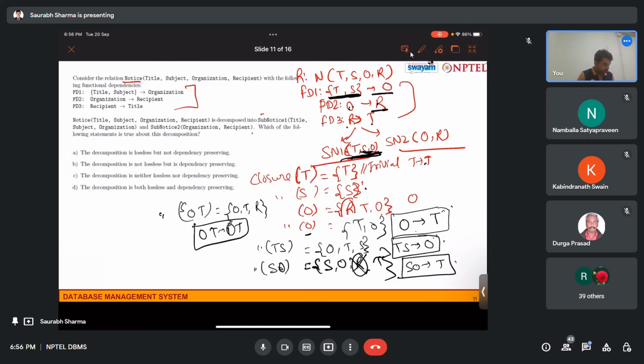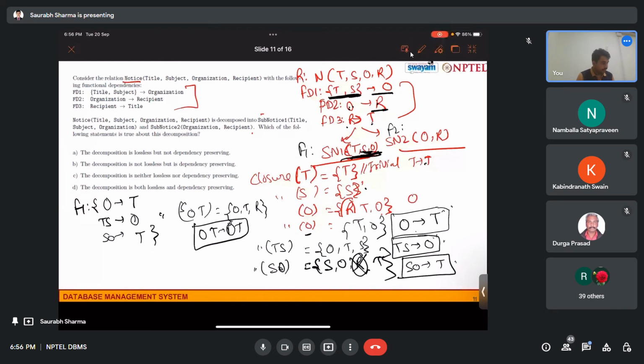If we call this F1 and the other F2, then from F1 what we have got is: organization derives title, TS derives O, and SO derives T.